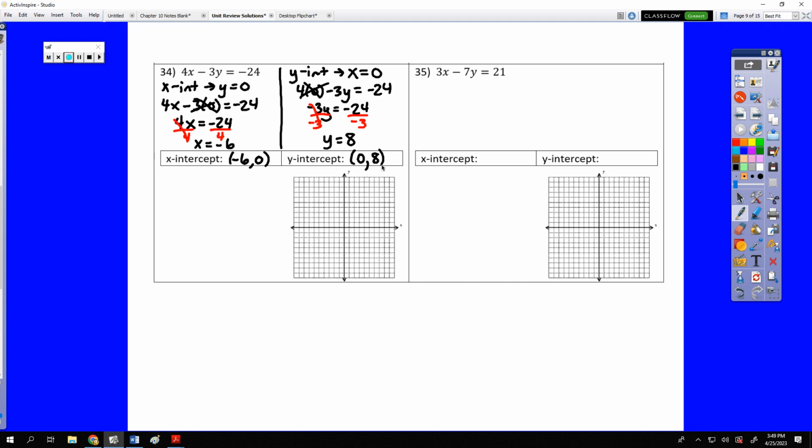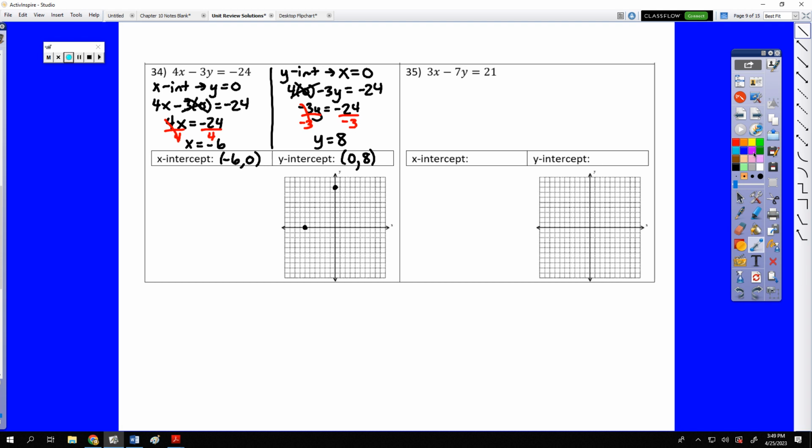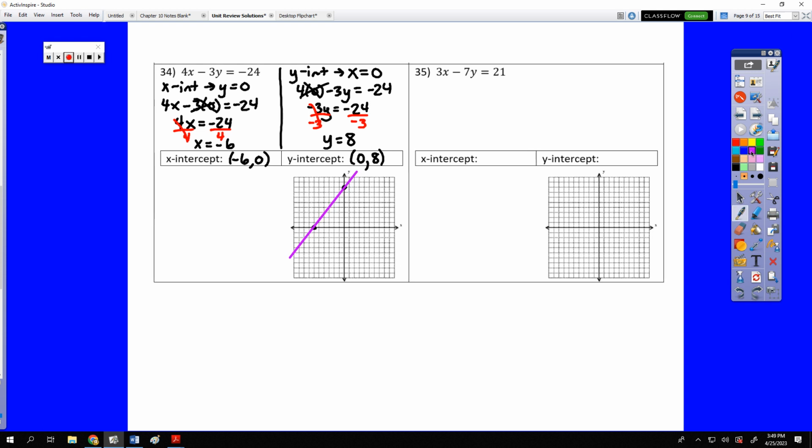Negative 6, 0 is 6 units to the left of the origin. (0, 8) is 8 units above the origin. So our line would pass through those 2 points. So there's our line. And off to the final example for this section.